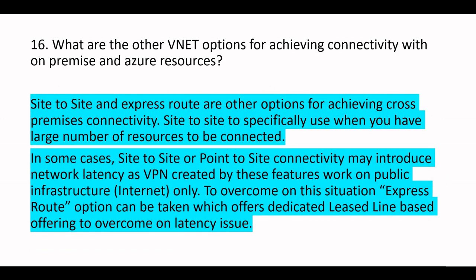We have told site to site connectivity, ExpressRoute, other options by which we can connect. So site to site or point to site may introduce some network latency. To overcome this, we basically use ExpressRoute connections. It is basically a dedicated connection between your on-premise and Azure, and low latency is there, and it comes with a cost. You need some external connectivity providers for that if you want to enable that. And one more thing, your traffic doesn't go through the internet when you implement this ExpressRoute technique.